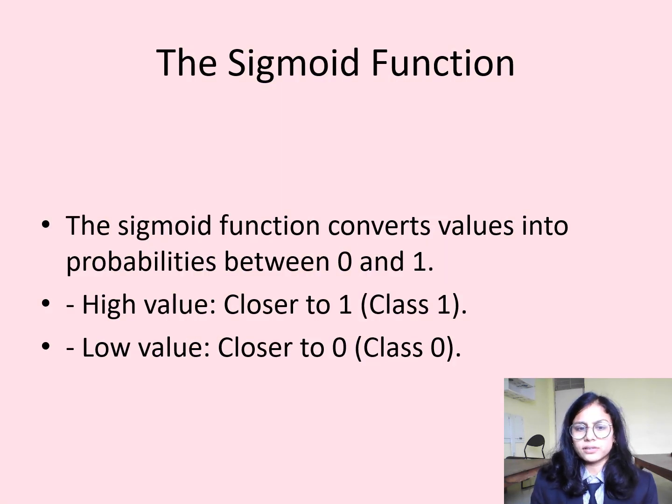the sigmoid function. The sigmoid function converts a value into a probability between 0 and 1. A high value, closer to 1, means class 1, and a low value, closer to 0, means class 0. Next slide.